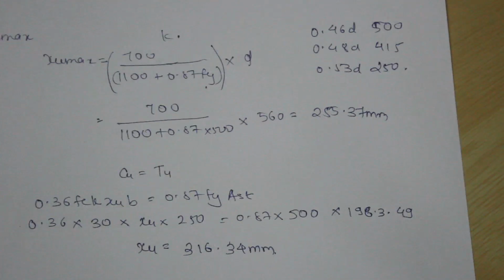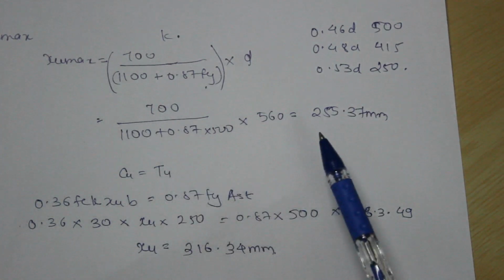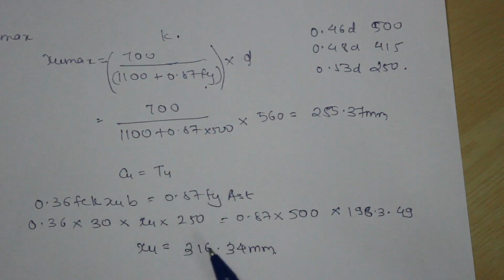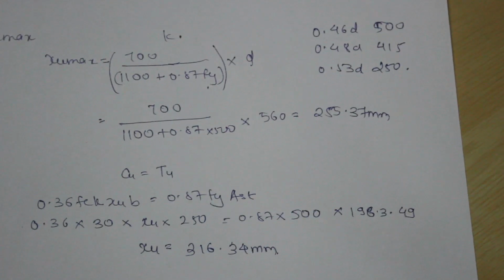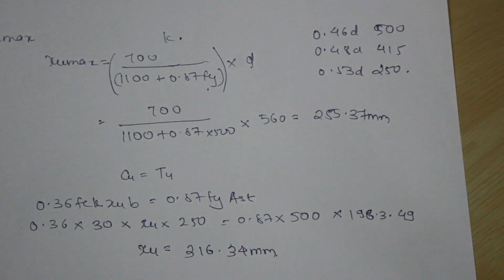As you can see, in this case the actual depth of neutral axis is greater than the limiting depth of neutral axis. So it is clear that the beam is over reinforced, and our limit state design doesn't allow you to design a beam as an over reinforced beam. So what we'll do is we will reduce the maximum moment it can sustain by providing XU as XU max. If you reduce the value of XU, automatically the moment carrying capacity of the beam will be reduced. So actually we are designing it assuming a safety factor here.